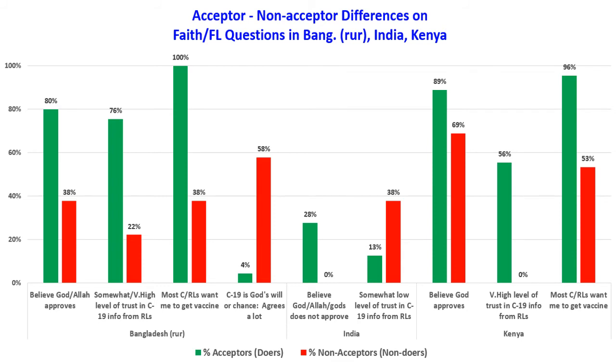In India, acceptors were 3 times more likely to say that they believed God or Allah or the gods approved of their getting a COVID-19 vaccine. Non-acceptors were also 2.6 times more likely to say that they had a somewhat low level of trust in information that religious leaders provided on COVID-19 vaccines. And in Kenya, acceptors were 2.4 times more likely to say that they believed God approved of their getting a vaccine, and 4.4 times more likely to say that they had a very high level of trust in COVID-19 vaccines info from religious leaders.